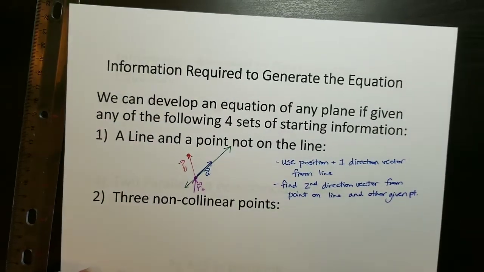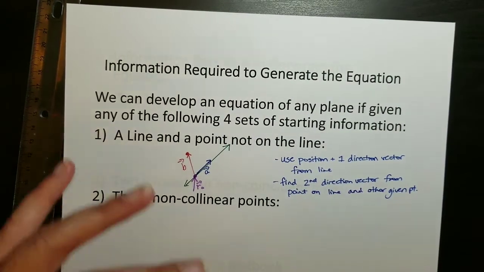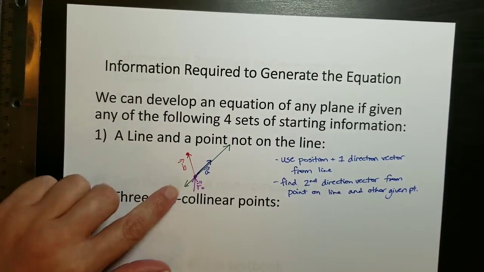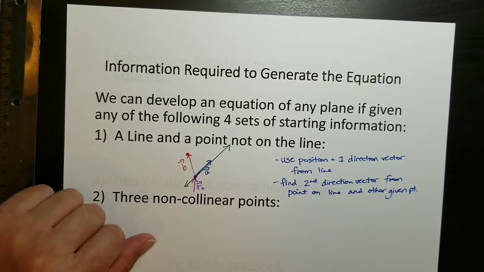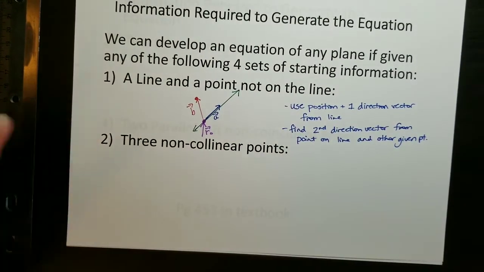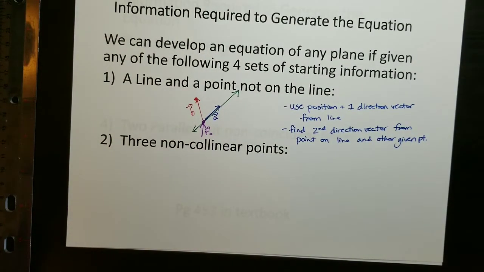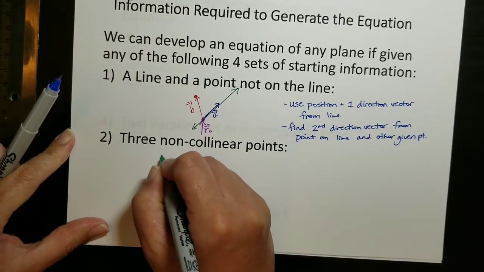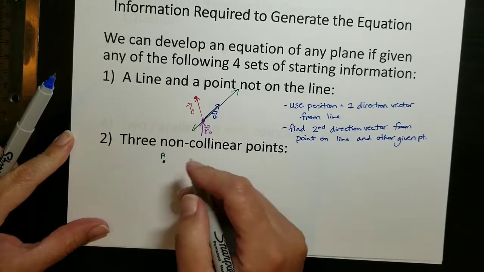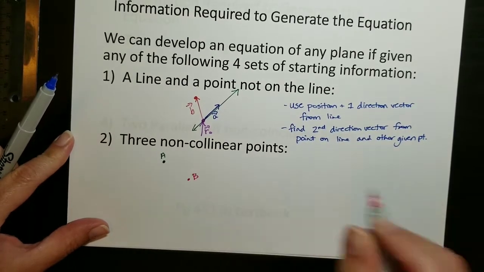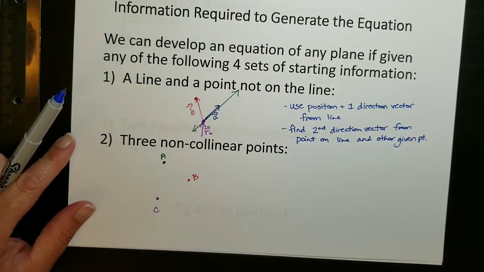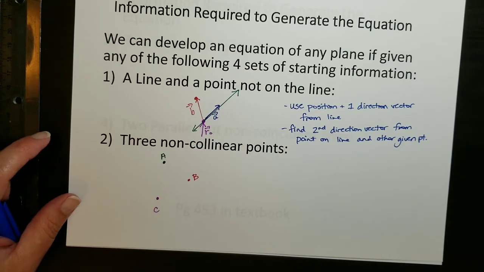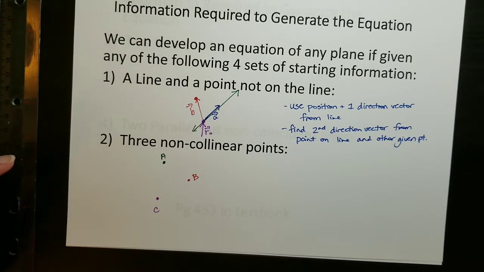So that's kind of the process for there. So there's 4 different types of information you could be given and have to find the equation of a plane from. You could also be given 3 non-collinear points. So I might be given point A, point B, and point C. So any 3 points, if they're not collinear, will form the basis for a plane.